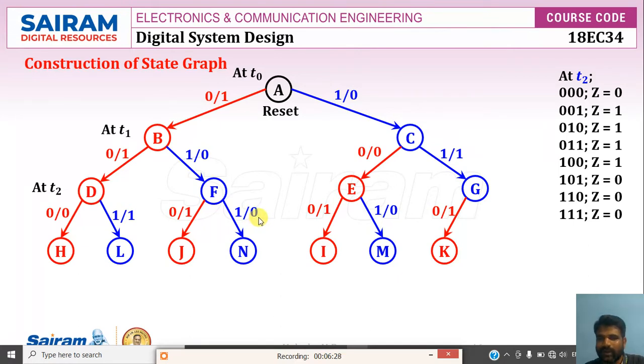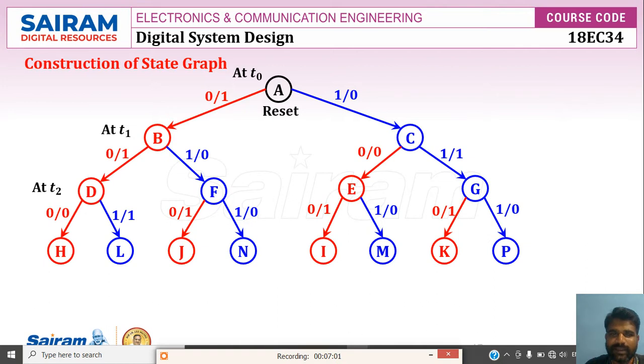Clear now? And at last, at G, if 1 is received, it will go to new state P. Verify the received sequence. Here it is 1 1 1. For triple 1, output is 0. Hence we made output 0. So we completed T2: if the input is received either 0 or 1, what will be the output and what is the next state.